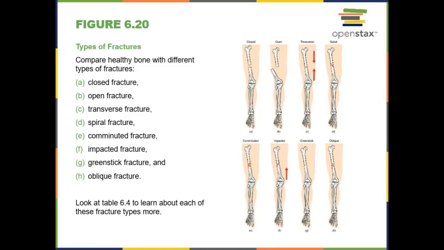A spiral fracture is a fracture that spirals around the bone, oftentimes due to twisting of the bone. An impacted fracture is one where the bones push into each other, so you had so much stress that the bones hit each other and they break.